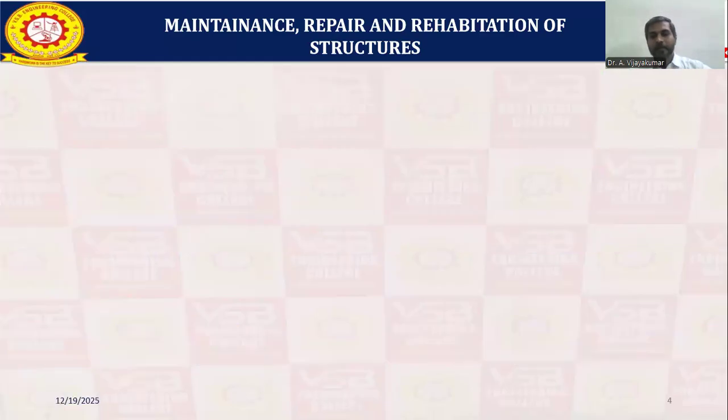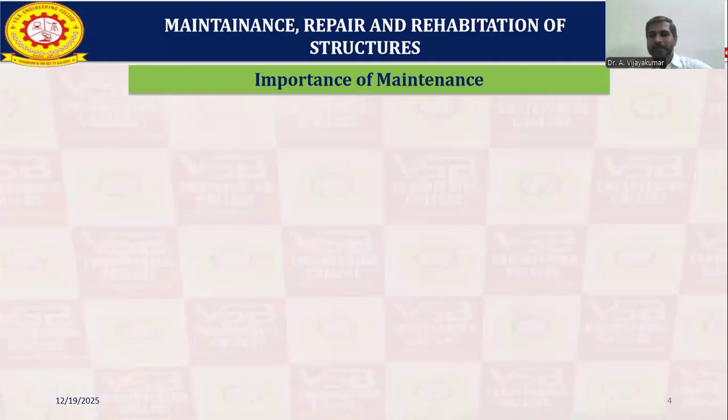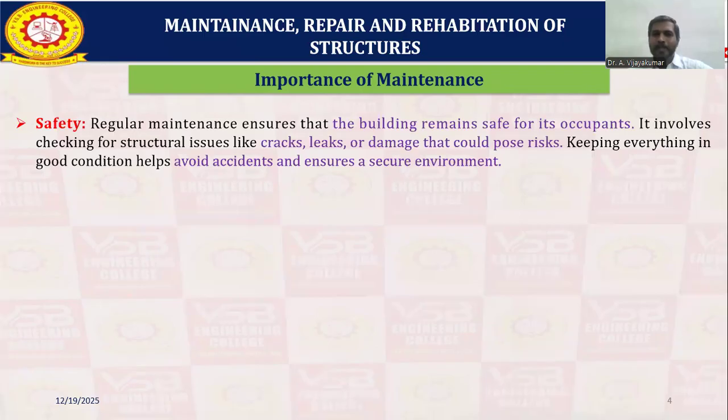Okay. So next, why is maintenance important? If you do not maintain properly, what is going to happen? The first one, the safety point of view, is very important for maintenance. Regular maintenance, whether it is a building or a structure or a company, whatever the structure may be, keeps the building safe for occupancy. It should feel more comfortable. The people become more comfortable.